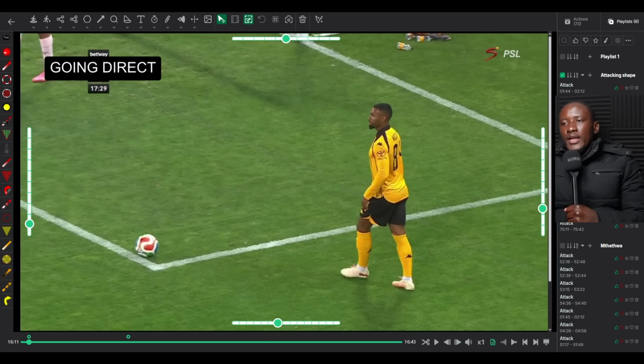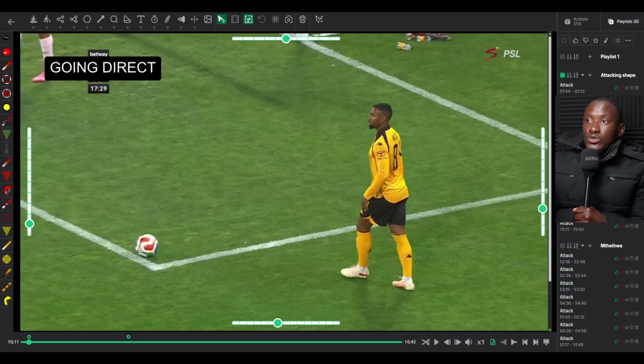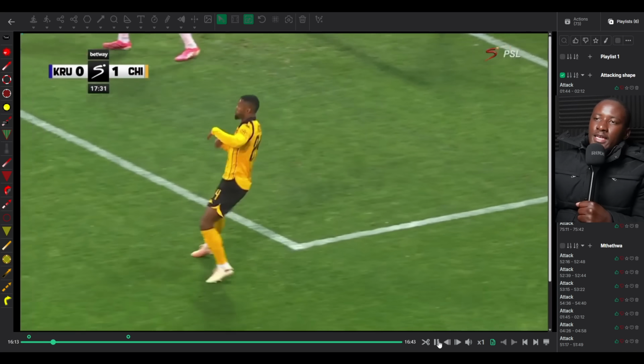Chiefs did not come with plan A only. There was also plan B. So this is how plan B worked. Miguel could just go direct from the goal kick. And in him going direct in the goal kick, you remember that man, the tall guy, the striker, he now gets the ball, and he passes to Mfundo who's now wide.